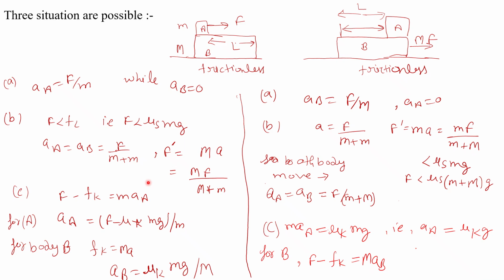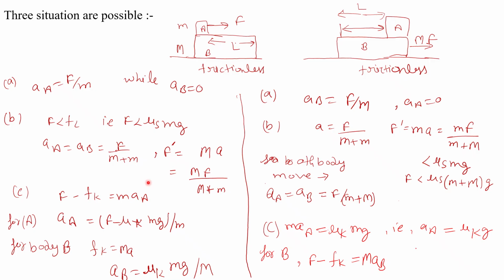Second, if friction is present between A and B only, body A will not slide on B till F is less than F L, that is, F is less than mu s mg. So both will move together with a common acceleration.